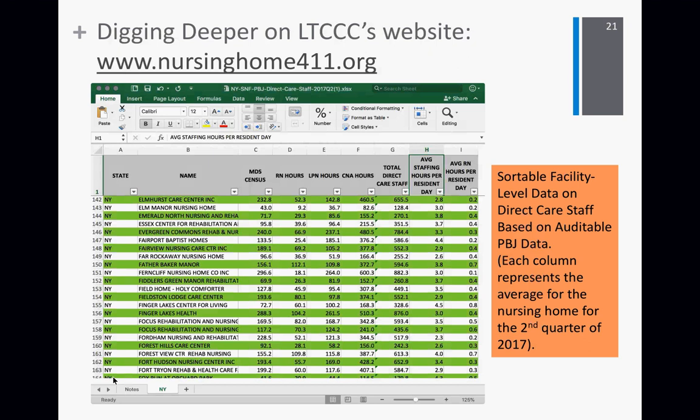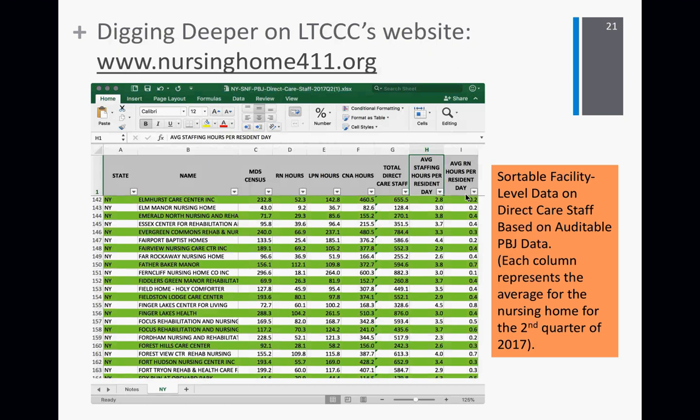So this, again, just like the other charts, you see these arrows above each column. They can be sorted any way. So you can sort by name, you can sort by the hours, you can sort by the average staffing per resident day, etc. We wanted to make this as useful as possible. Unfortunately, this is something that we've not been able to overcome.